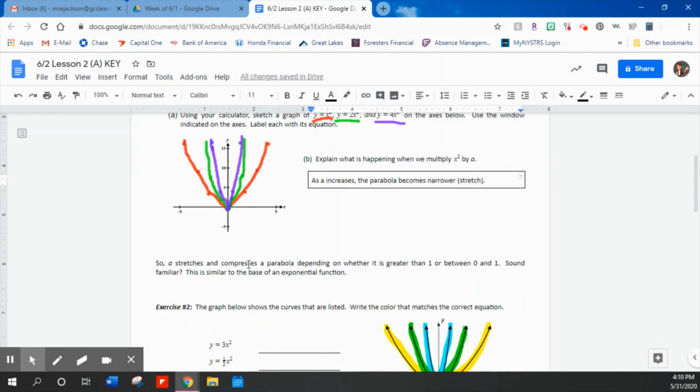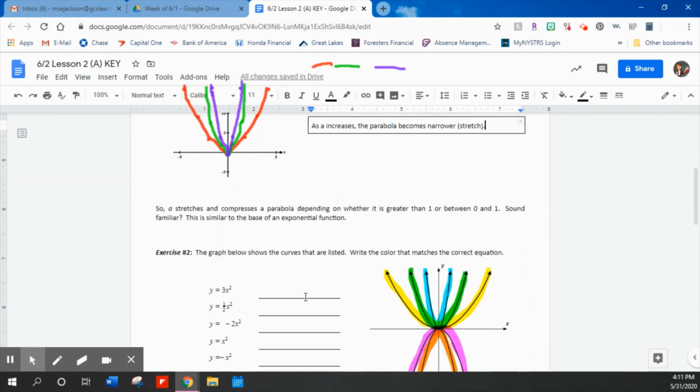So a stretches and compresses the parabola depending on whether it is greater than 1 or between 0 and 1. If it's between 0 and 1, that means it's a fraction, a fraction that is between 0 and 1. So like 5 over 2 wouldn't count because that's bigger than 1. This should sound familiar to the base of exponential functions. If you remember when we worked with exponential growth and decay, that 1 being greater than it or being less than it had a big effect. So it should sound familiar.